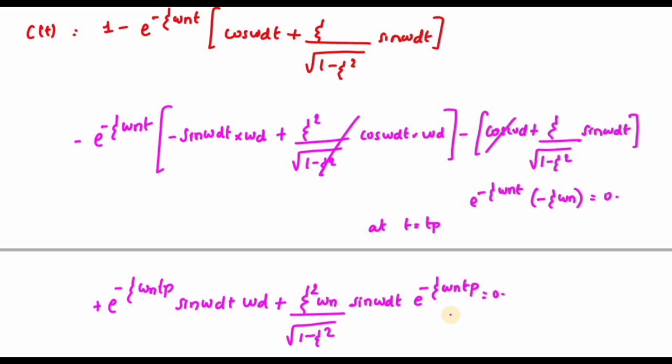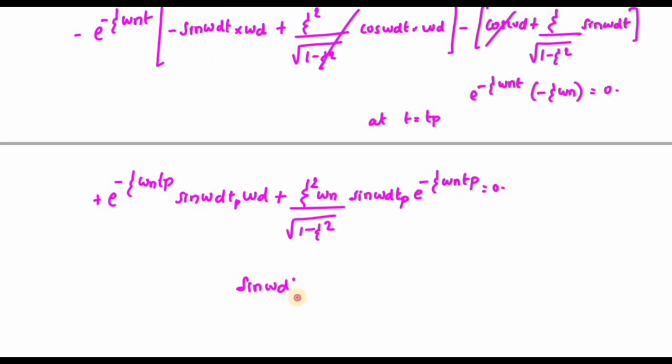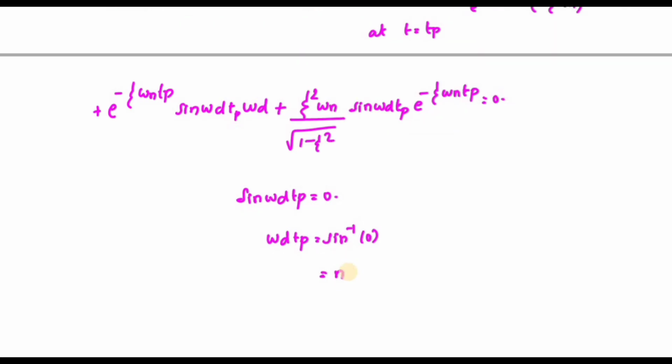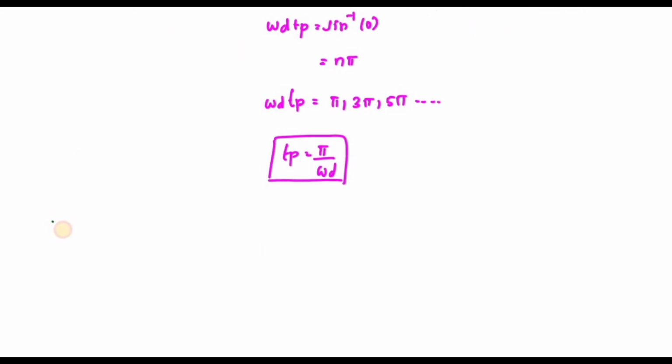So I can write here sin omega d t p is equal to 0. So omega d t p is equal to sin inverse of 0. Sin inverse of 0 I can write as n pi. So t p is equal to n pi divided by omega d. And if I substitute n is equal to 1, 2, 3 and so on, I will get t p is equal to pi divided by omega d for n is equal to 1.